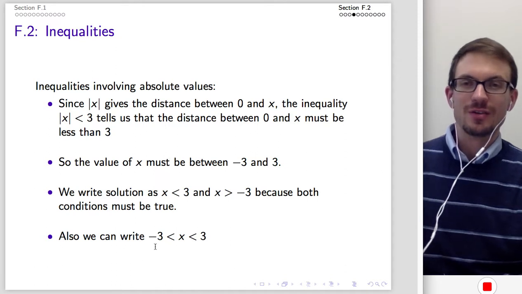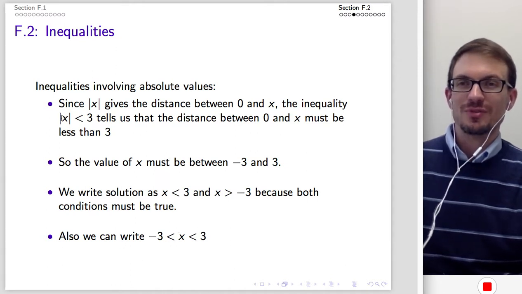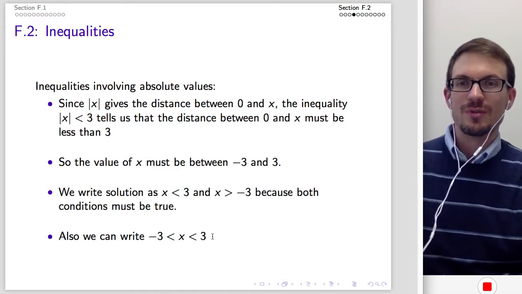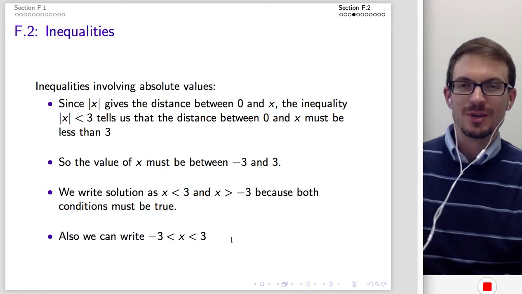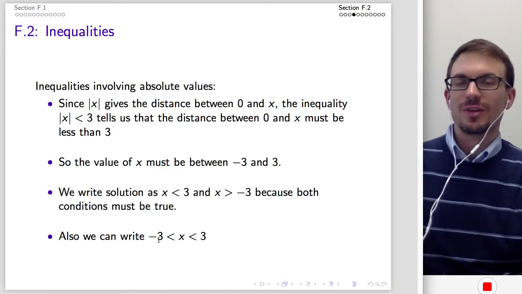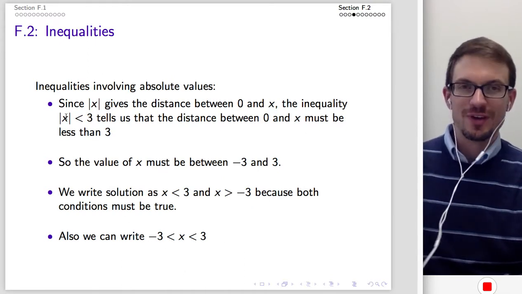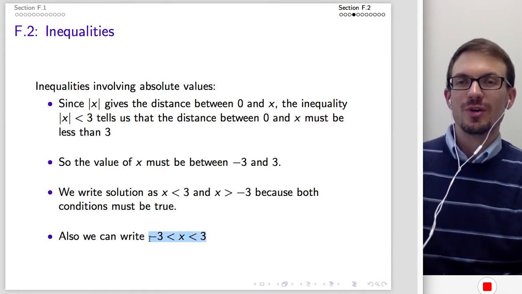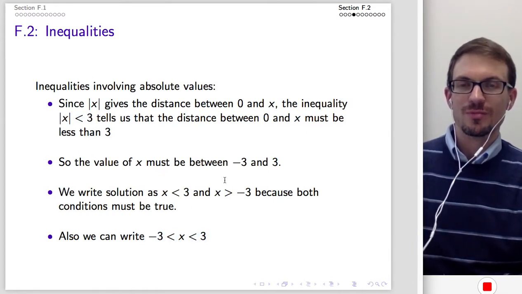Let's test some values. Let's try 0. Absolute value of 0 is less than 3. Yeah, it is. 0 is less than 3. Let's try some extreme values. 4. Is the absolute value of 4 less than 3? No. So values greater than 3 are not going to be in our solution set. And then what about like negative 4? Absolute value of negative 4 is positive 4. That's not going to work. So yeah, indeed, this is going to be the only values of x that will make this statement true.